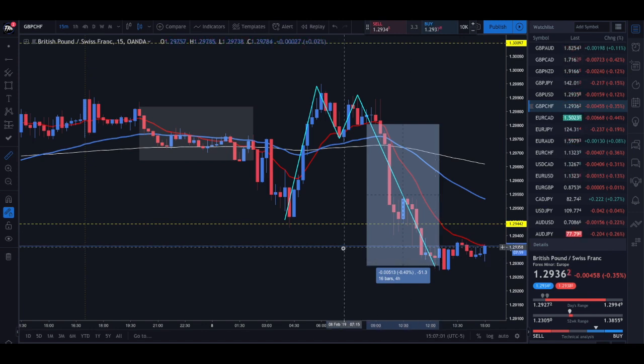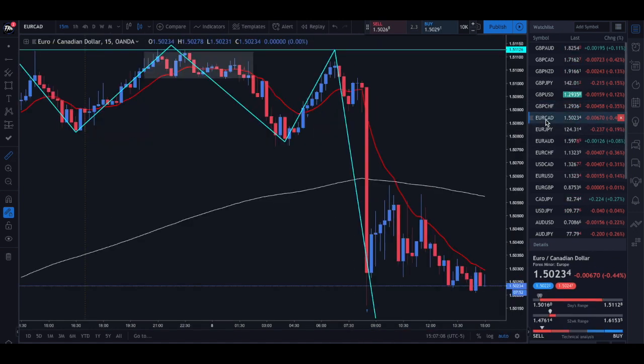So 50 pips on this one. That's on pound Swiss on this pair. Very nice trade setup here.